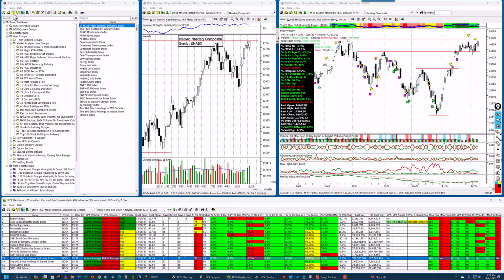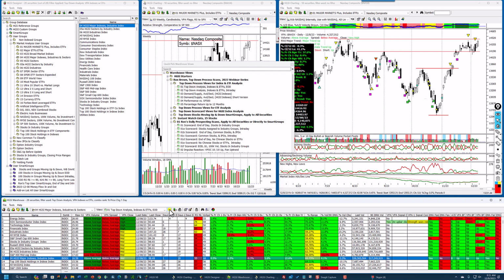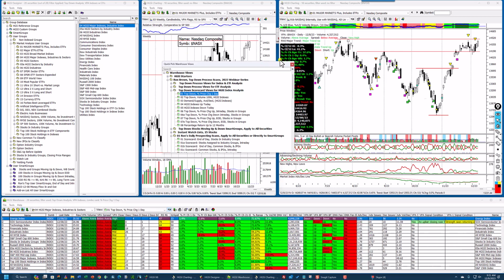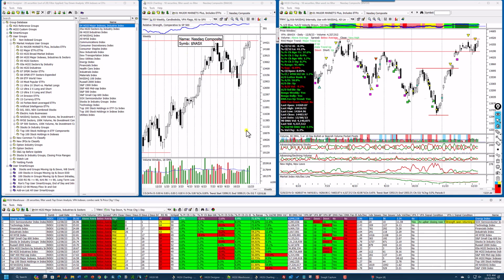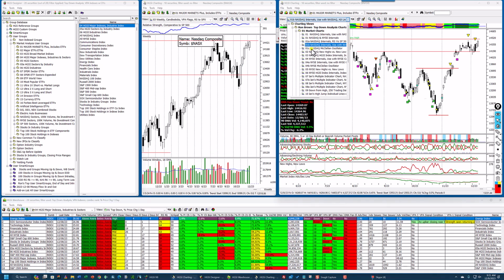And I just click through to the warehouse view, then I bring the quick pick up, and then I go down here to folder number 3, top down scorecard views for HGSI index analysis. All of these indexes down here are created by HGSI from the stocks. So I'll click on number 1 first, and then I want to change charts.